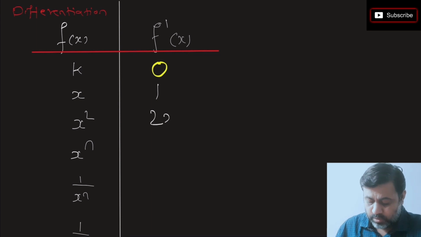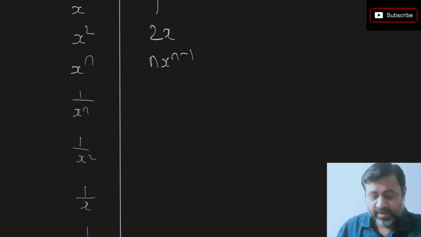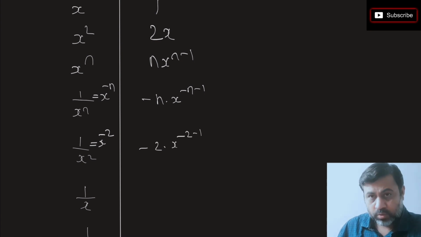Derivative of x square, 2x. Derivative of x power n, n x power n minus 1. Derivative of 1 by x power n: the first thing I do here is write this as x power minus n and apply the same concept. So minus n times x to the power minus n minus 1. What to do with 1 by x square? Same thing, first write it as x power minus 2, apply the formula: minus 2 x to the power minus 2 minus 1, which gives minus 2 by x power 3. I just bring the power minus 3 to the denominator.